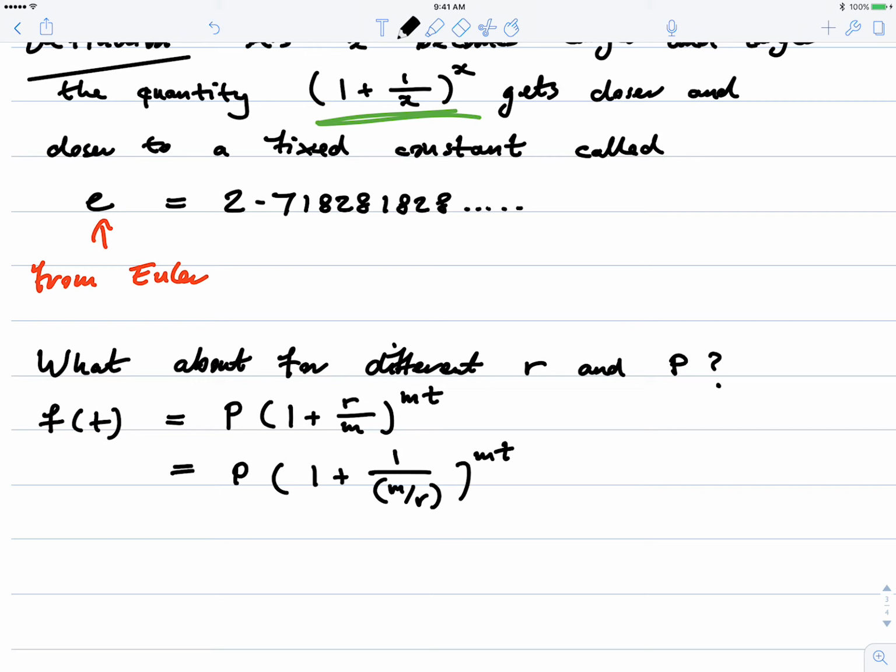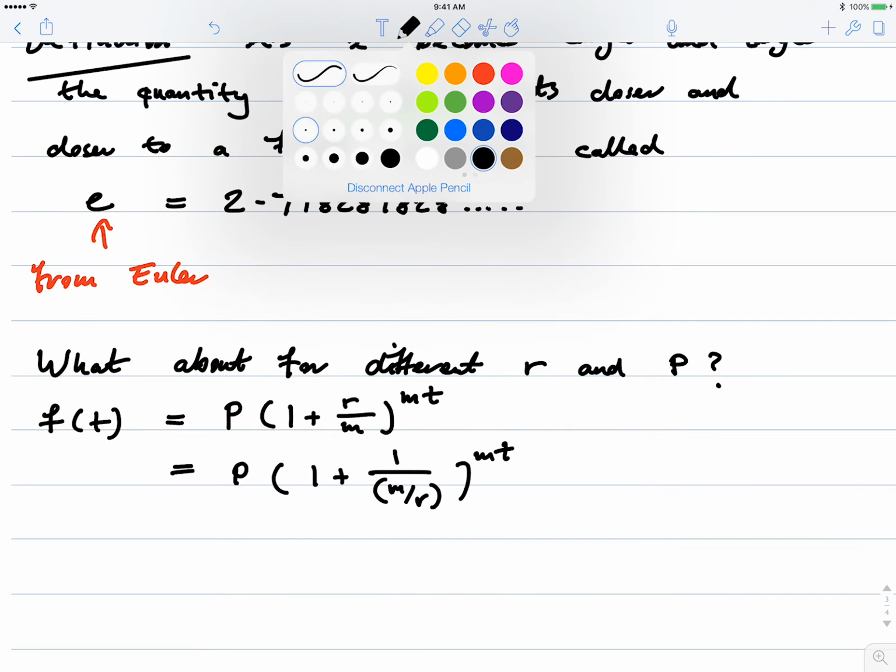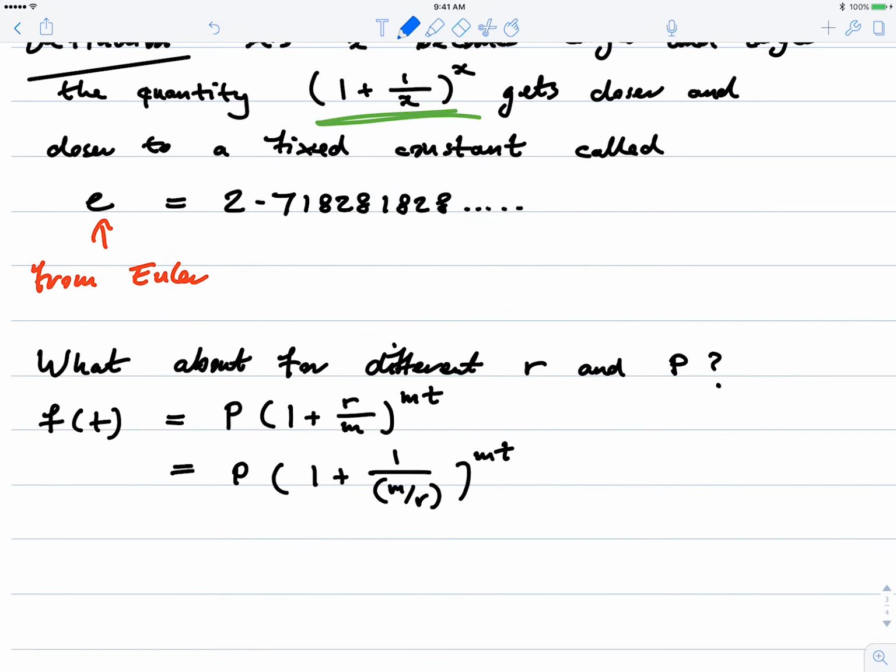So in my head, what I'm trying to do is rearrange this to have, let's say, x equal to m divided by r. I think that's what I want to say here. I'm going to try to write the thing on the bottom in the form 1 plus 1 over x to the power x, the thing above the green line, and to do that I'm going to have x equal to m over r.